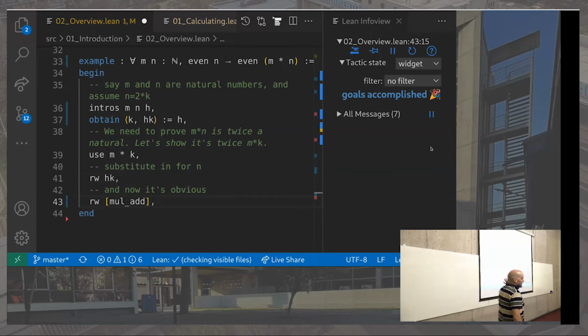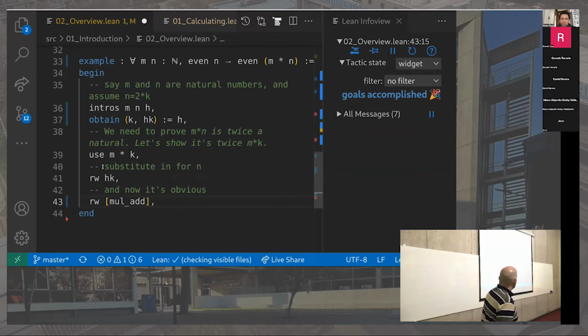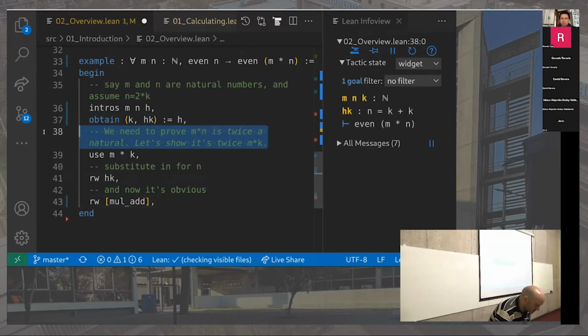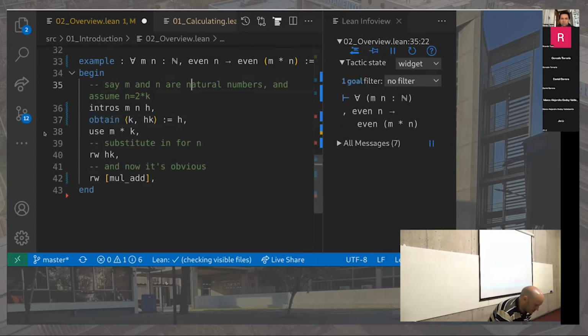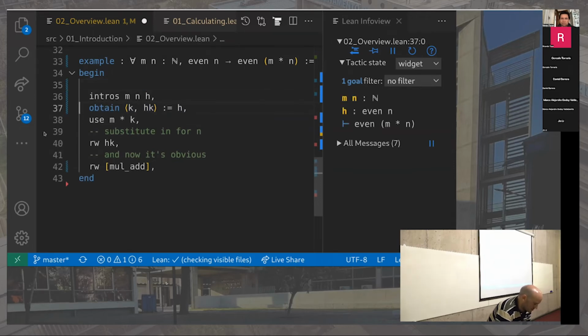I know that this is still not so easy to follow. Even if it's a very simple proof, there are these strange keywords: intros, obtain, use, and rewrite. We see these several times. At some point, you will get used to them. Just to confirm, yes, the green stuff are comments. I can erase them. And the goal would be that in some future you only write the green stuff.